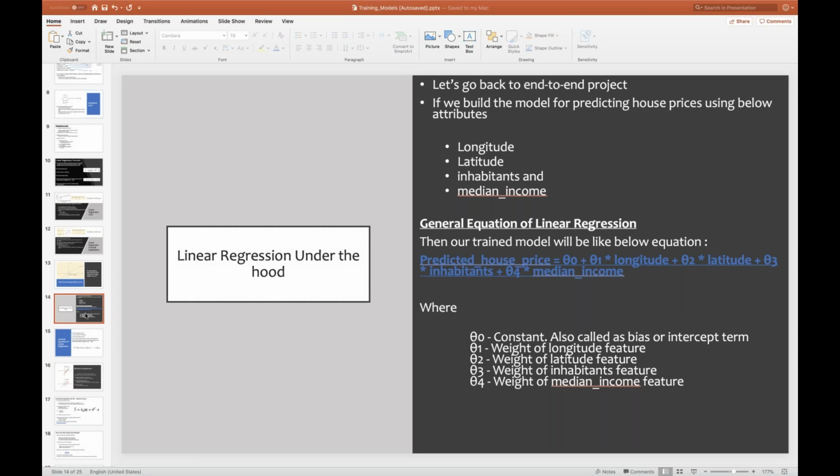Okay, now let's go back to the end-to-end project. For example, if you're building a model for predicting housing prices using the attributes you have been given: latitude, longitude, inhabitants, and median income. Now, what will be the general equation of linear regression? Guys, there are new terms which come your way. One is the general equation, one is the line of equation, and the other is the normal equation. The general equation is theta 0 plus theta 1 into x1 plus theta 2 into x2 plus theta 3 into x3 plus theta 4 into x4, like that.